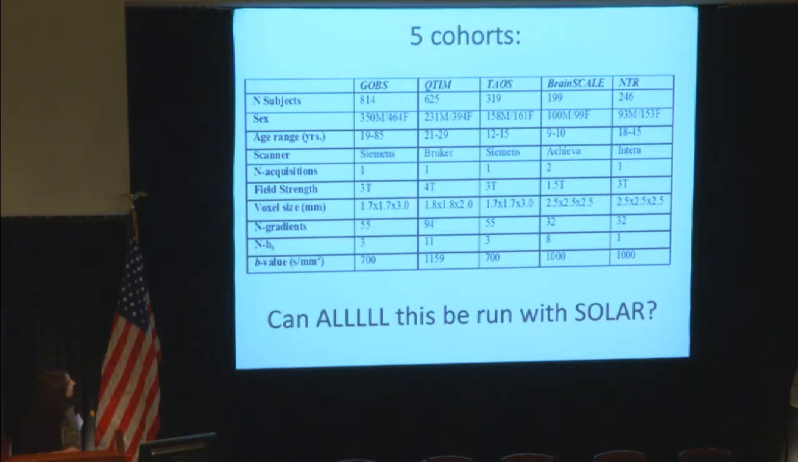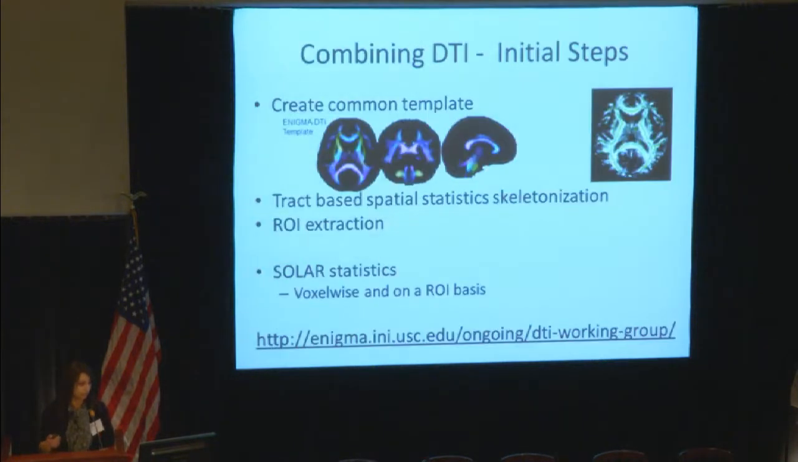And as Peter mentioned before, some of these age ranges go from 19 to 85, while others are more narrow, like 9 to 10 only in these cohorts. So how can we model this all? We are going to use SOLAR, but we have to have a common protocol before we do anything. So the first thing is to actually create a common template.